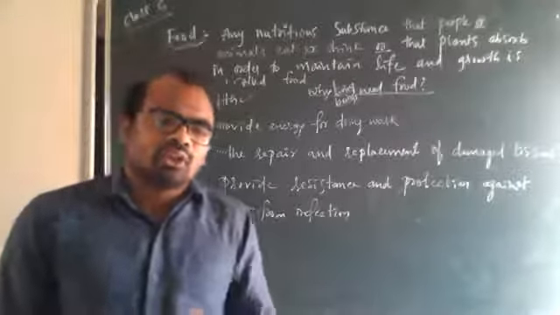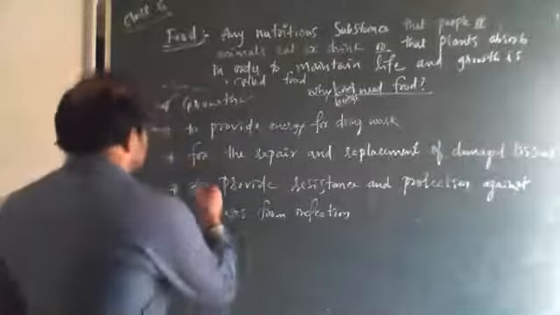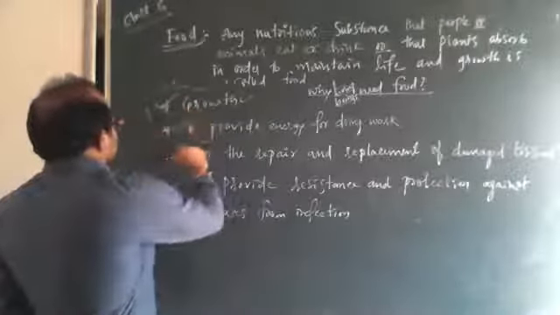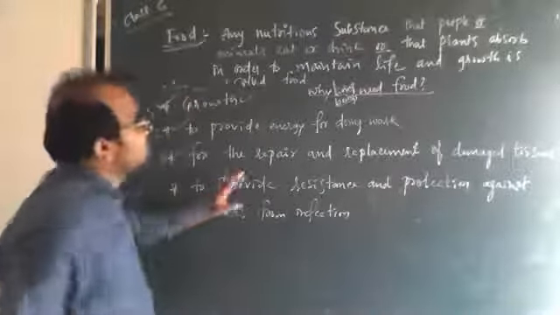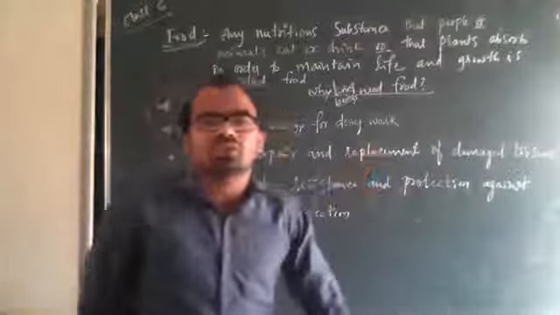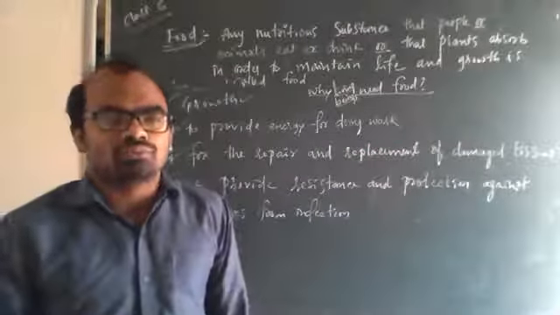Third one is the repair and replacement of damaged tissues. See here, the third one is very important. You can easily understand these two. Third one is, for the repair and replacement of damaged tissues.